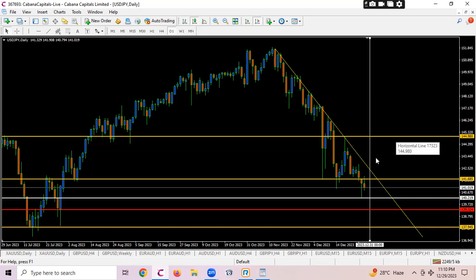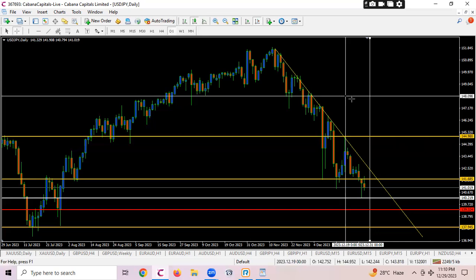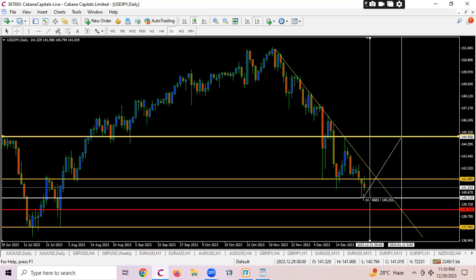It's still advisable to buy, but the risk would be too high. If I had bought at the earlier point, my stop loss would have been at this point, which is about 143 pips. But if I decide to buy from this point and use the same level as my stop loss, let's see, 330 pips. This is 468 pips.